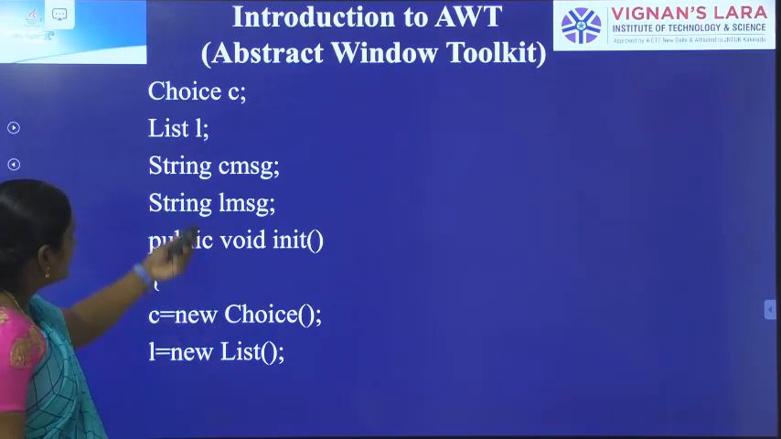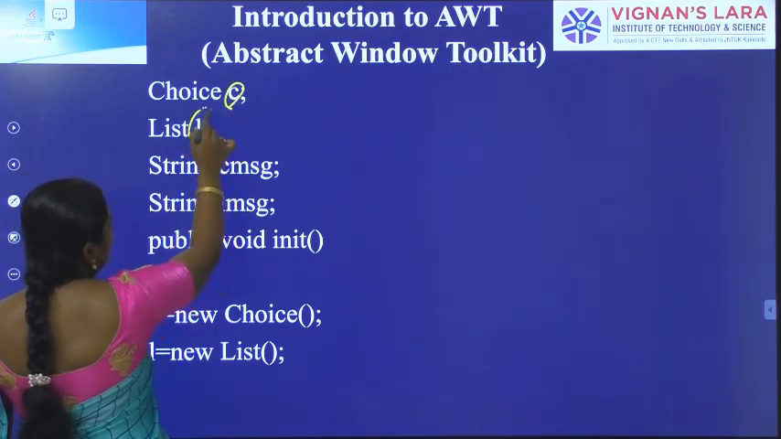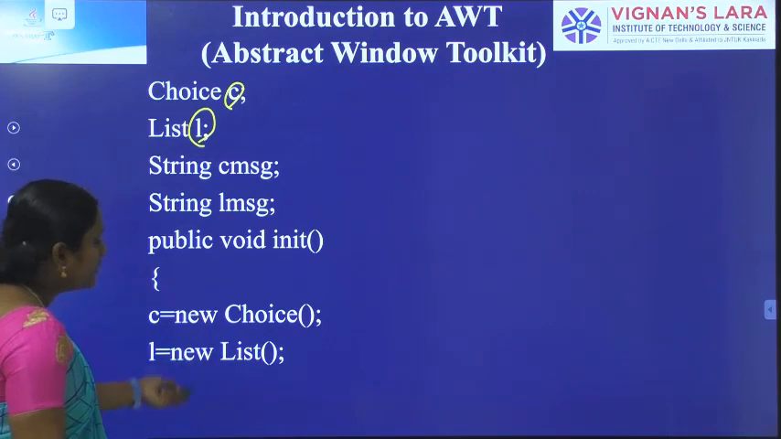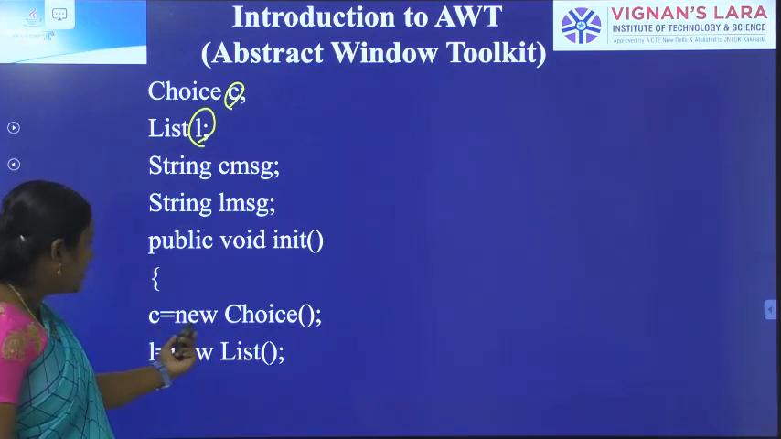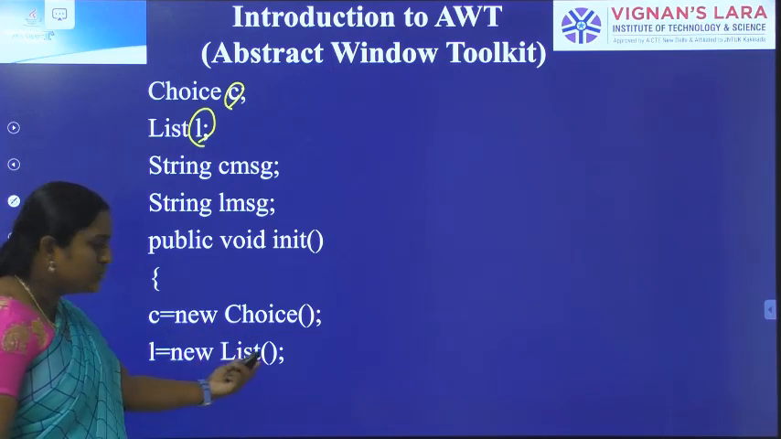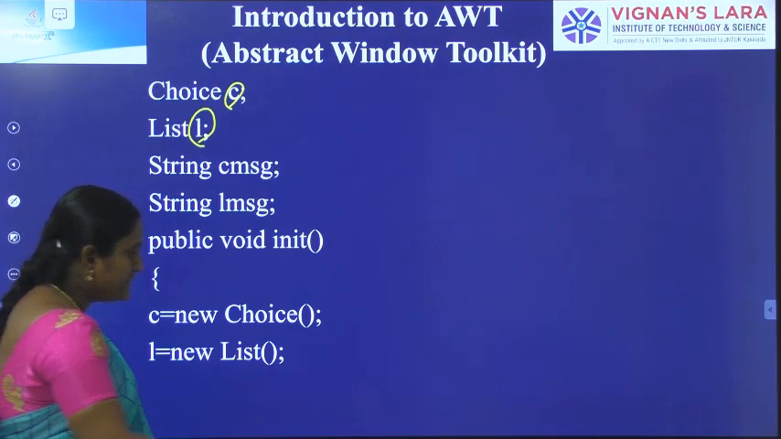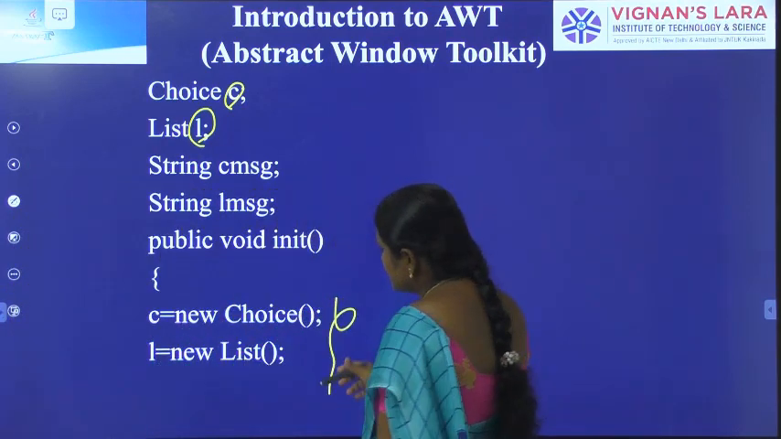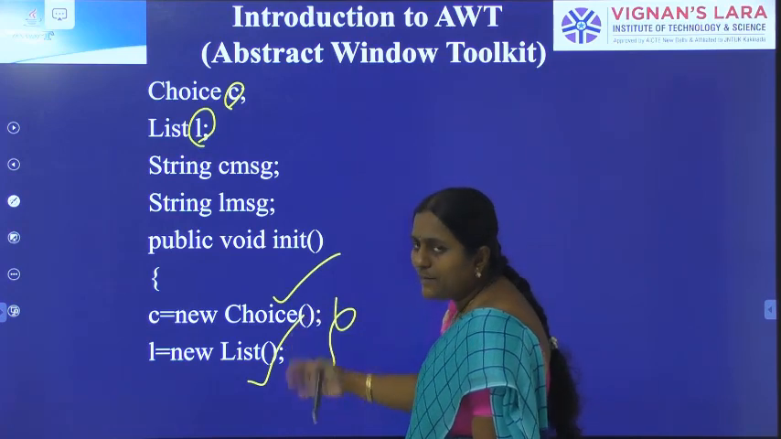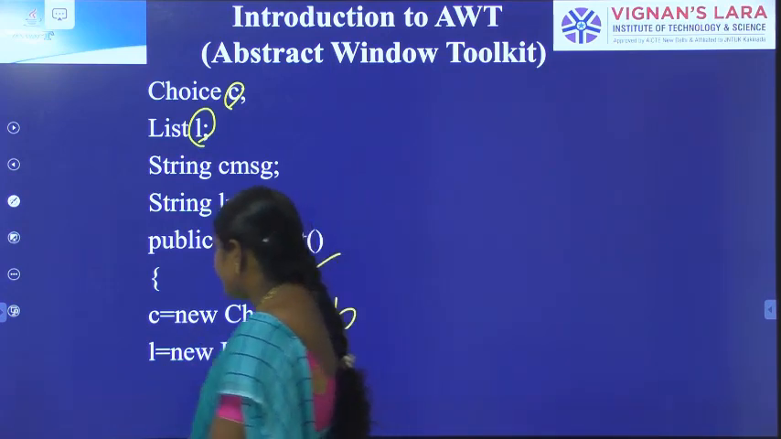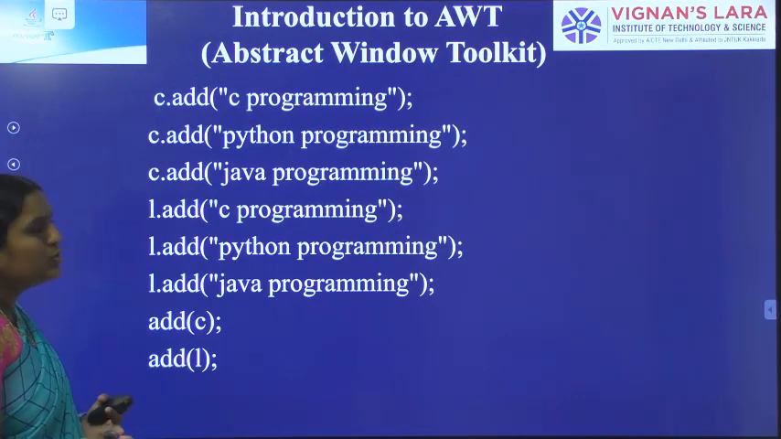Next, in this one we have just defined the objects. Now we have to instantiate the objects by using the new keyword: c equals new Choice, l equals new List. So we have to create objects in memory. In these two steps we create the Choice class object and the List class object in memory by using the new operator. Next one, we have to add.